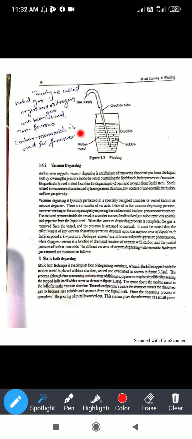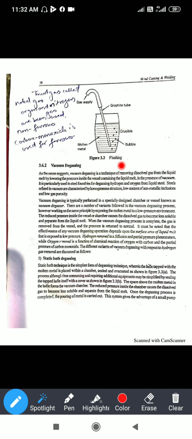Okay, those are called inert gases, such as argon and nitrogen for the non-ferrous, and carbon dioxide for the ferrous material. If the material is ferrous, carbon dioxide is released. If the material is non-ferrous, then the argon and the nitrogen gas are released. So these gases are passed through this graphite tube.